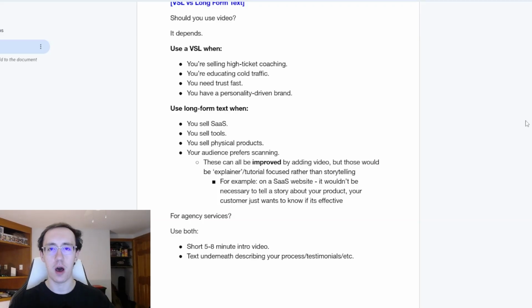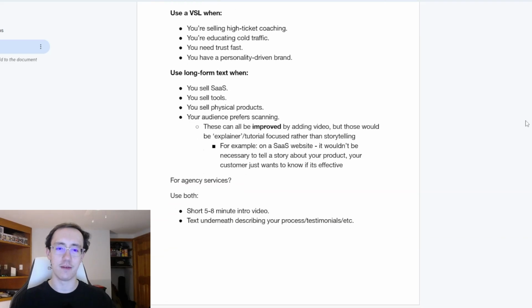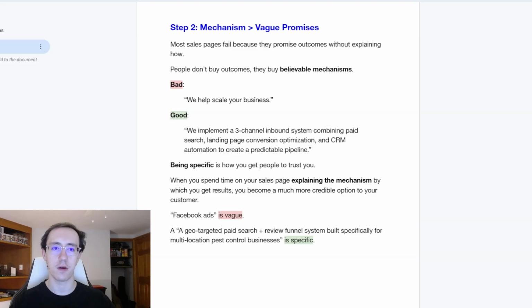So for example, on a software website, let's say you're selling a CRM to local contractors, it wouldn't be very necessary for you to tell a story about your product. Your customer just wants to know if your CRM is effective and how it will help them be more productive or save money, right? Now, for agency services, you absolutely want to use both. And for a lot of niches, that might be the best thing to do, right? Some kind of short 5 to 8 minute video, and then text underneath describing the process, testimonials, and a little bit of your story.